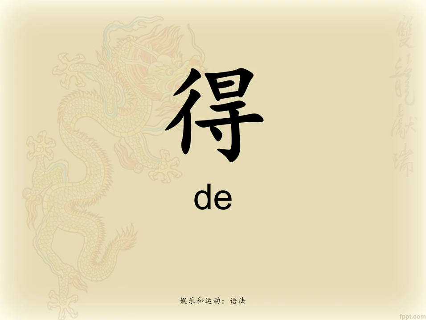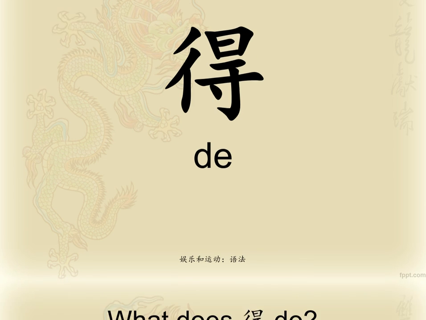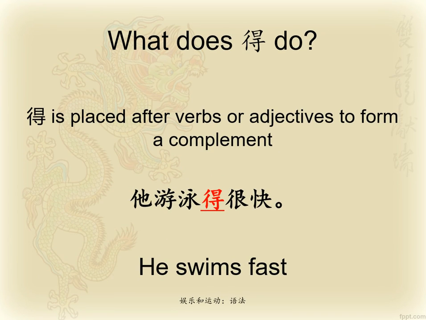Hi everyone, I'm Mrs. Haynes, and today's tutorial is on the particle 的, which gets used in complement sentences. Now we've already met another 的, which is used for possession, but this one is different. There are actually three 的s, and we're learning the second. So, what does the 的 do in a sentence?